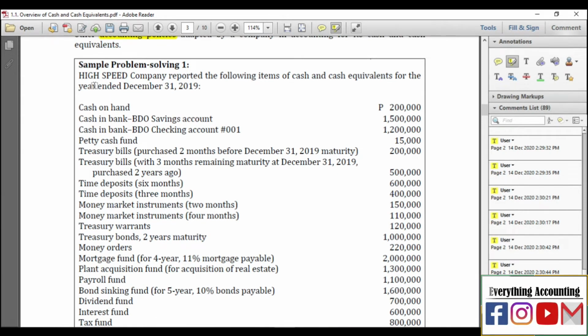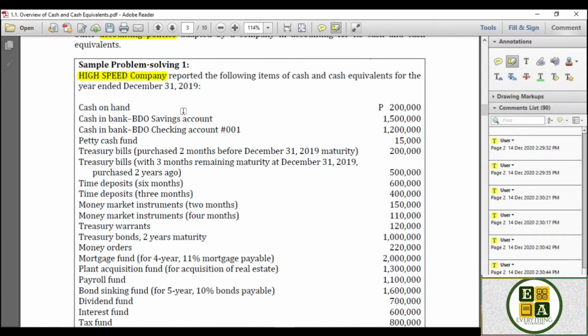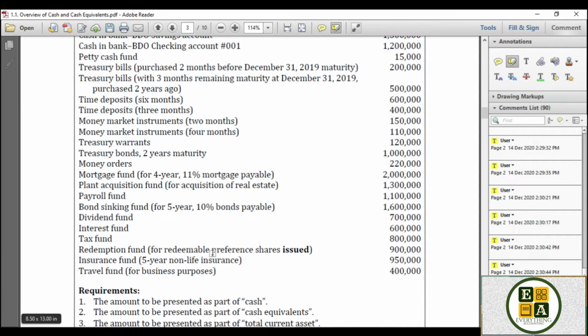Spoiler alert. Lahat po ng company dito, high-speed company ang pangalan. Okay, so let's start with this one. Sabi niya reported the following items of cash and cash equivalents for the year ended December 31. So marami, from cash on hand down to travel fund.